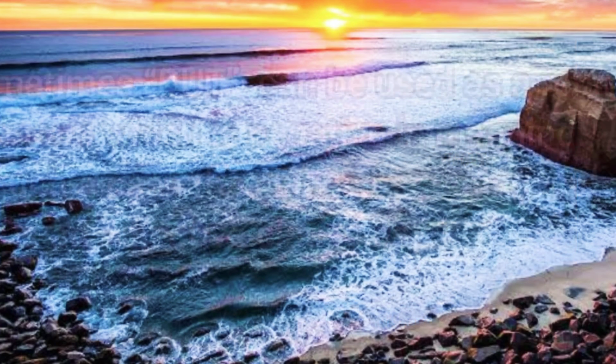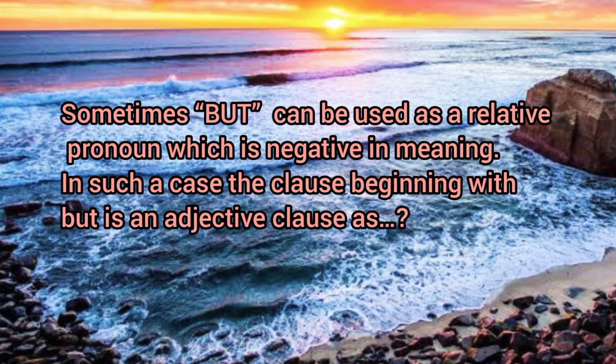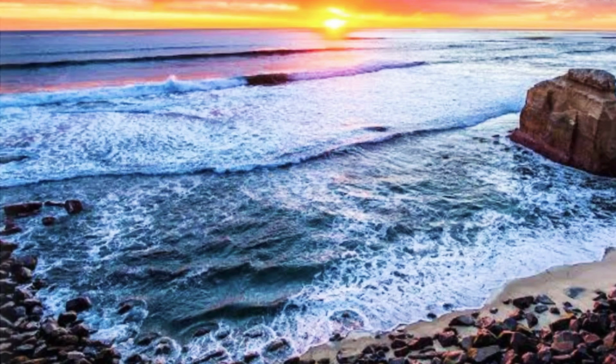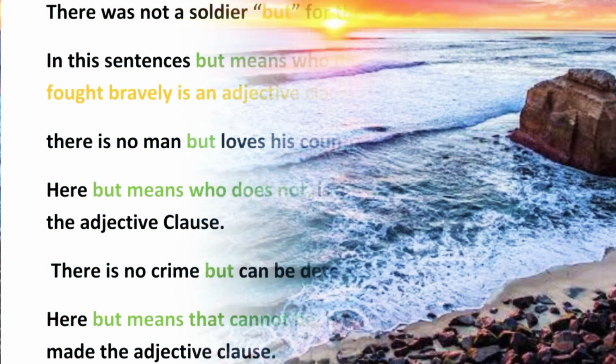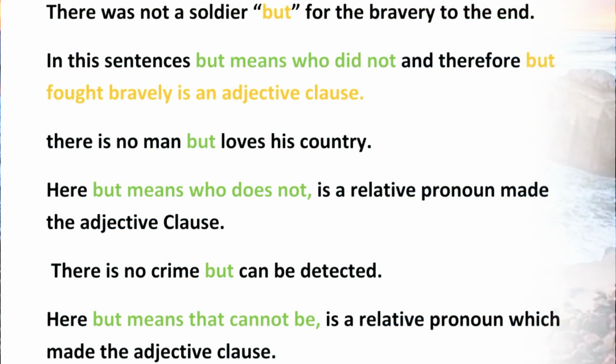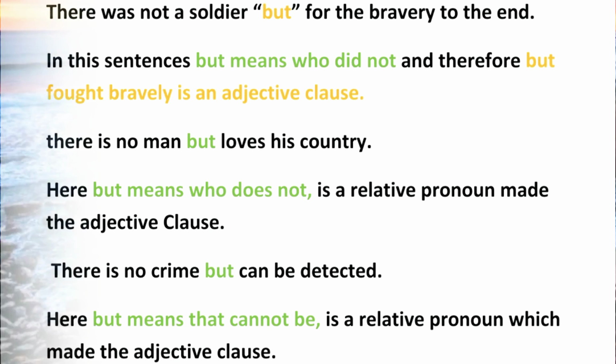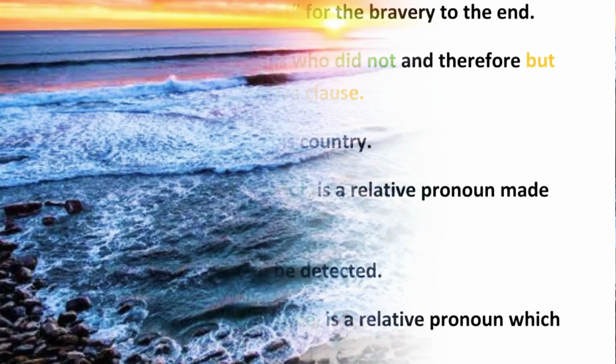Sometimes but is used as a relative pronoun which is negative in meaning. In such a case, the clause beginning with but is an adjective clause, as in: there was not a soldier but fought bravely to the end. In this sentence, but means who did not, and therefore but fought bravely is an adjective clause. There are some more examples. See yourself.